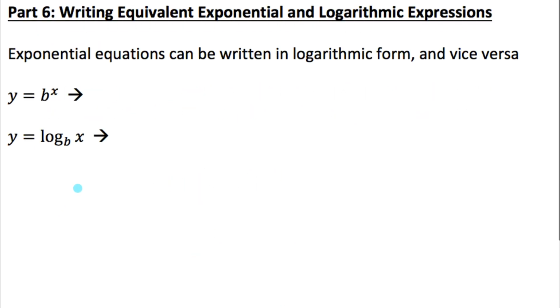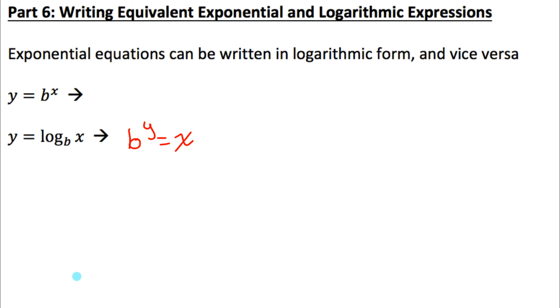So let's spend the rest of the lesson working at transitioning between exponential equations and logarithmic equations. Let's start with this bottom one. If I give you a logarithmic equation, can you rewrite it in exponential form? And if you understand what a logarithm is, that's not hard to do. We know that evaluating this will give me the exponent that goes on b to get x. So this tells me that y is the exponent that goes on b to get x. So I could rewrite this as b to the y equals x.